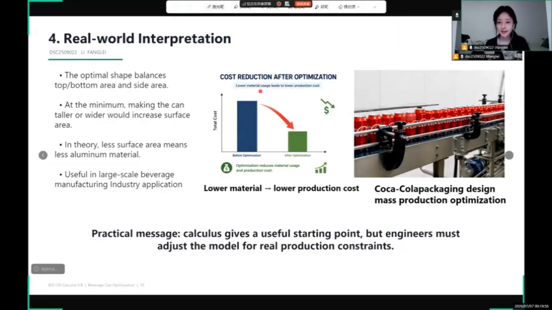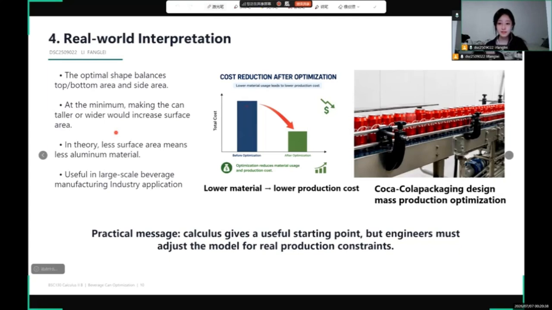Thank you. I'm Li FANGLEI, student ID BSC1309022. Now, I will present my part, which is the interpretation, limitations, and improvements of our model. First, let's talk about the interpretation of our results. From the mathematical solution, we found the optimal design of the beverage can that minimizes the surface area while keeping the volume constant. This means that for a fixed amount of liquid, there is a specific relationship between the radius and height that gives the most efficient use of material.